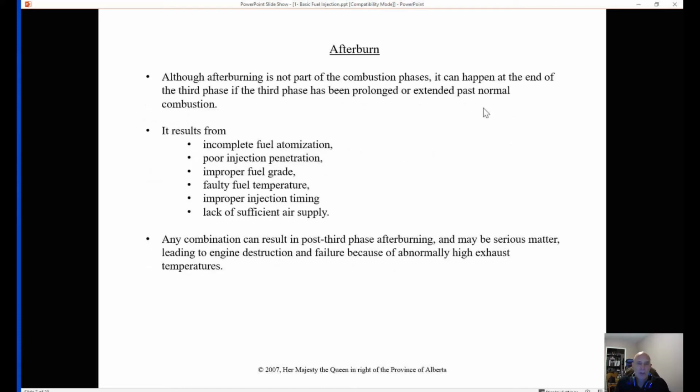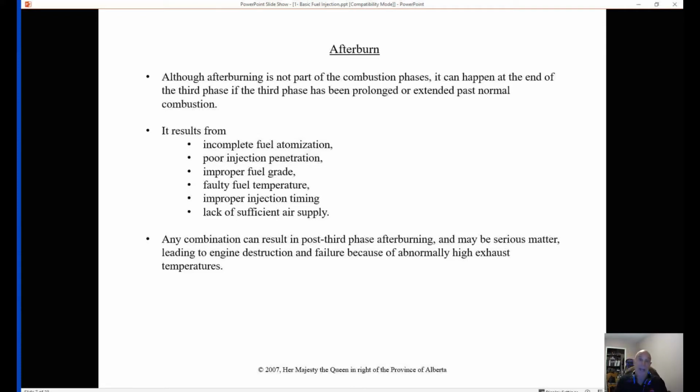So afterburn is not really considered a phase, but it is there. Anything that's unburned just goes out the exhaust pipe. So for instance, if I have a very cold engine when I start in the morning, because the heavier ends can't reach the temperature to vaporize and ignite, they'll just go out the exhaust pipe.